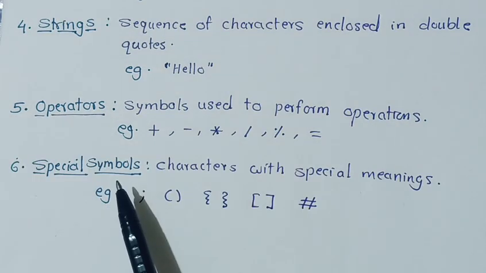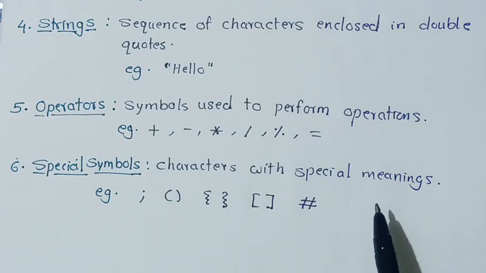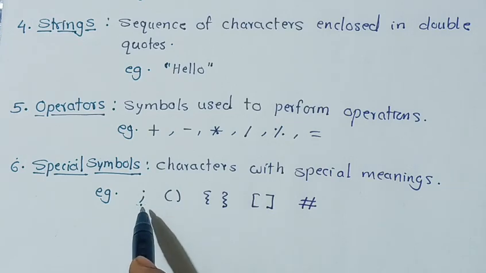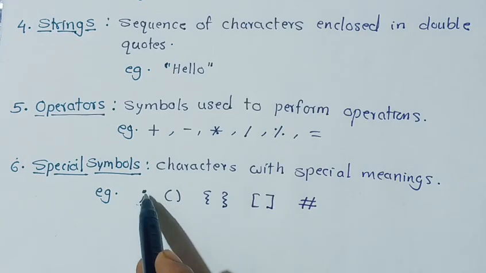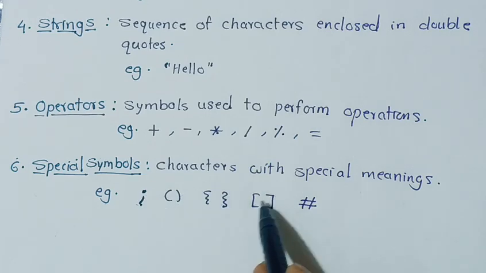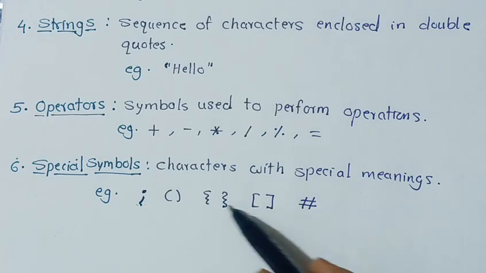Next one is special symbols. Special symbols means characters which have special meaning. See here, semicolon. What special meaning does it have? End of statement. Whenever it is in a program, we have to show it is the end of a statement, so we have to put a semicolon. This bracket we use for function. This bracket for block. This one we use for array, and this one we use for including the files. So these are symbols which have special meaning.